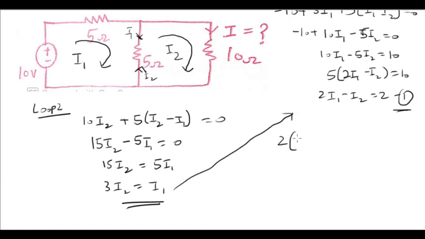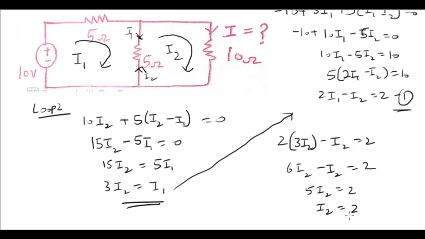Therefore, 2 I1 is 2 times 3 I2, minus I2 is equal to 2. 2 threes are 6 I2 minus I2 is equal to 2. 6 I2 minus I2 is 5 I2 is equal to 2. I2 is equal to 2 upon 5 ampere. And we know that I2 is equal to the current I from the circuit. Therefore, I is equal to 2 upon 5 ampere is the answer. This is how we can solve a circuit with the help of mesh analysis.